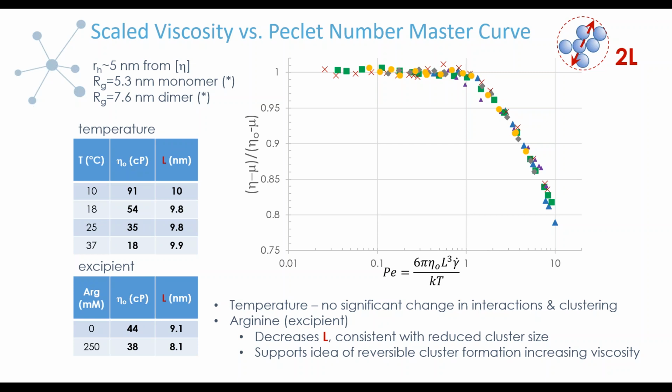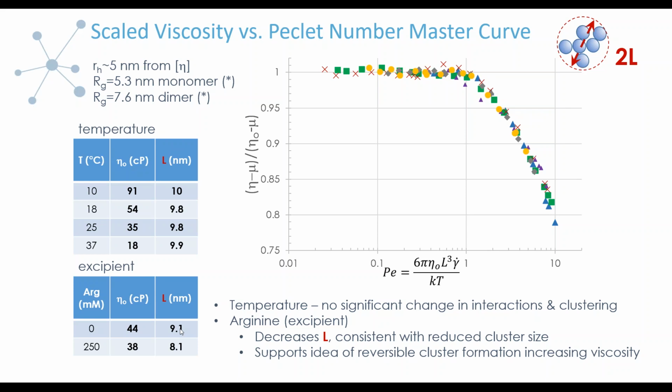And this also supports the idea that it's the cluster formation, this reversible cluster formation, that does lead to an increased viscosity. Because as you'll see, when the arginine is not present and we have this larger characteristic length scale, our viscosity is higher. So just to reiterate, it does appear that the parameters we're extracting from the scaling analysis support the idea that without the arginine, we have larger clusters, and this is then contributing to a higher viscosity.